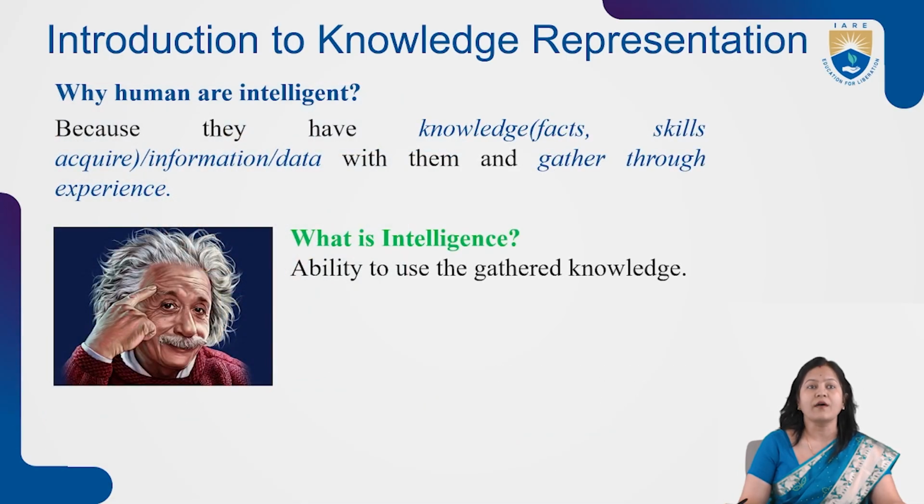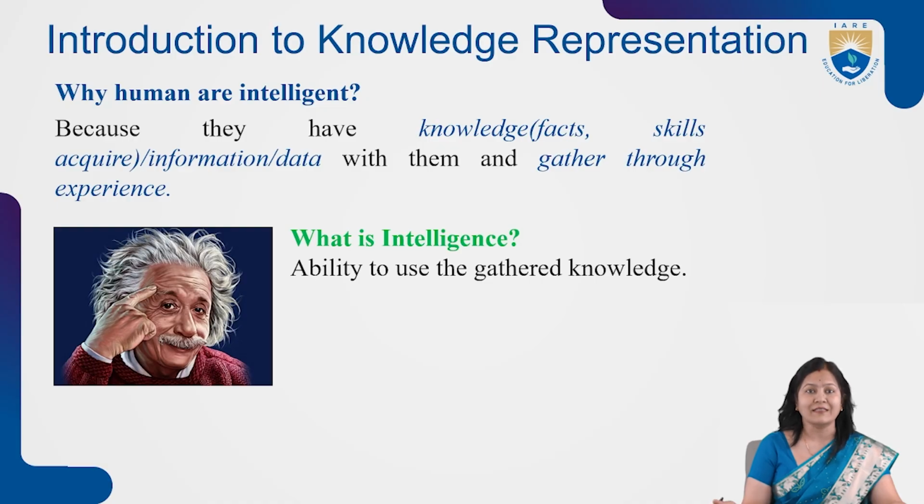Then why are humans intelligent? We already know that human beings are born intelligent because they have knowledge, and they acquire the knowledge through facts, through skills, through the information they perceive from the environment, or the data they collect from others, and even through experience they increase their knowledge. So knowledge is nothing but the facts, skills, information and data, as well as what is gathered through experience.